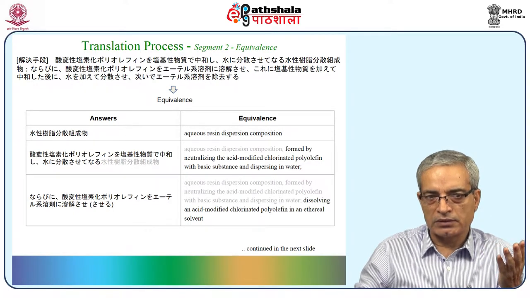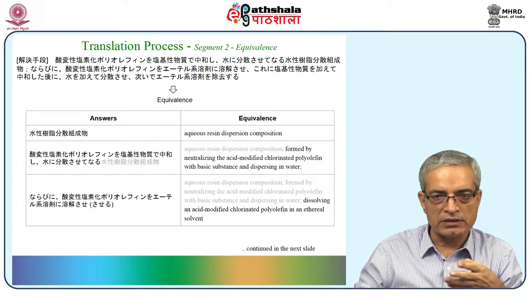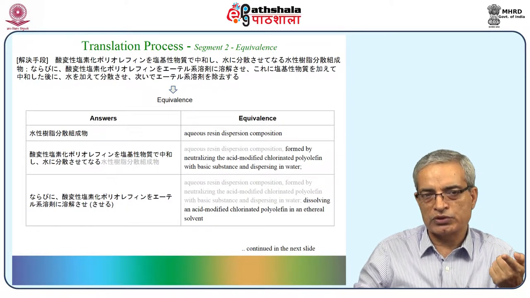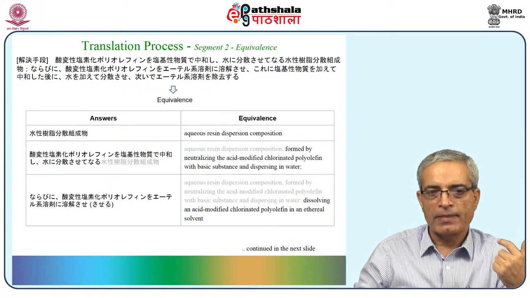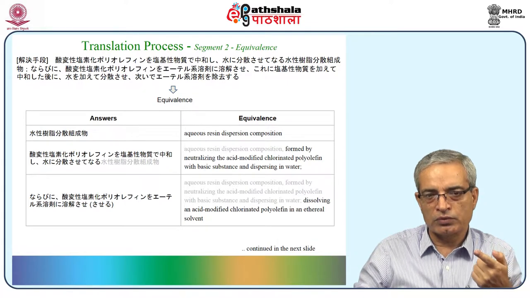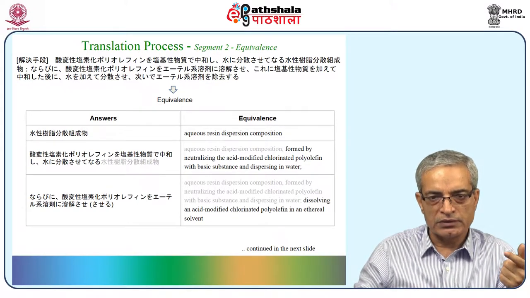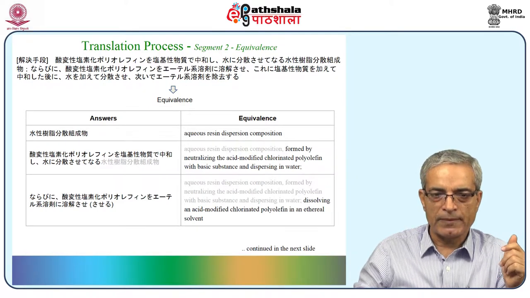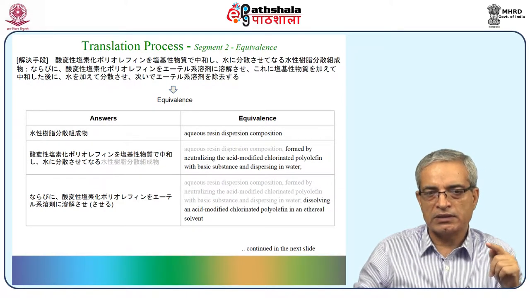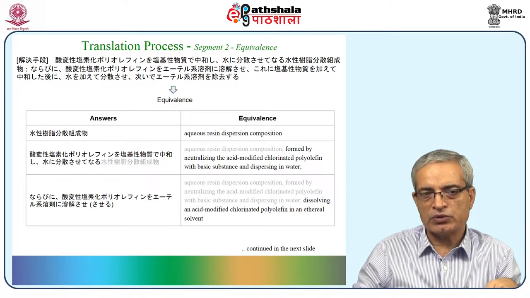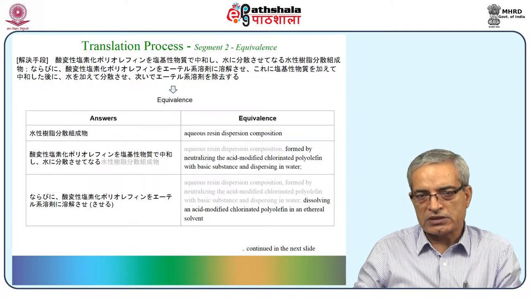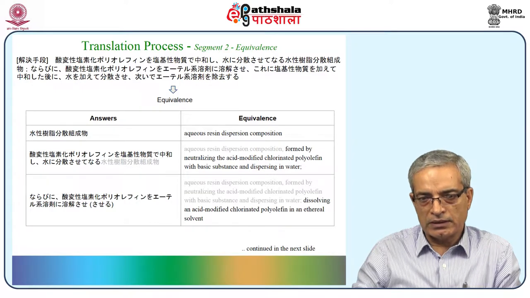These are the answers on the left hand side, and the equivalence is given on the right hand side. Suise jushi bunsan sose butsu was done earlier. It's aqueous resin dispersion composition or dispersion only. Then for the next one, AO bide chuwashi mizuni bunsan sasete naru, it comes as formed by neutralizing the acid modified chlorinated polyolefin with basic substance and dispersing in water. And narabini san hense ensoka poriorifin o ether ke yozaini yokai saseru, it comes as dissolving an acid modified chlorinated polyolefin in an ether solvent.